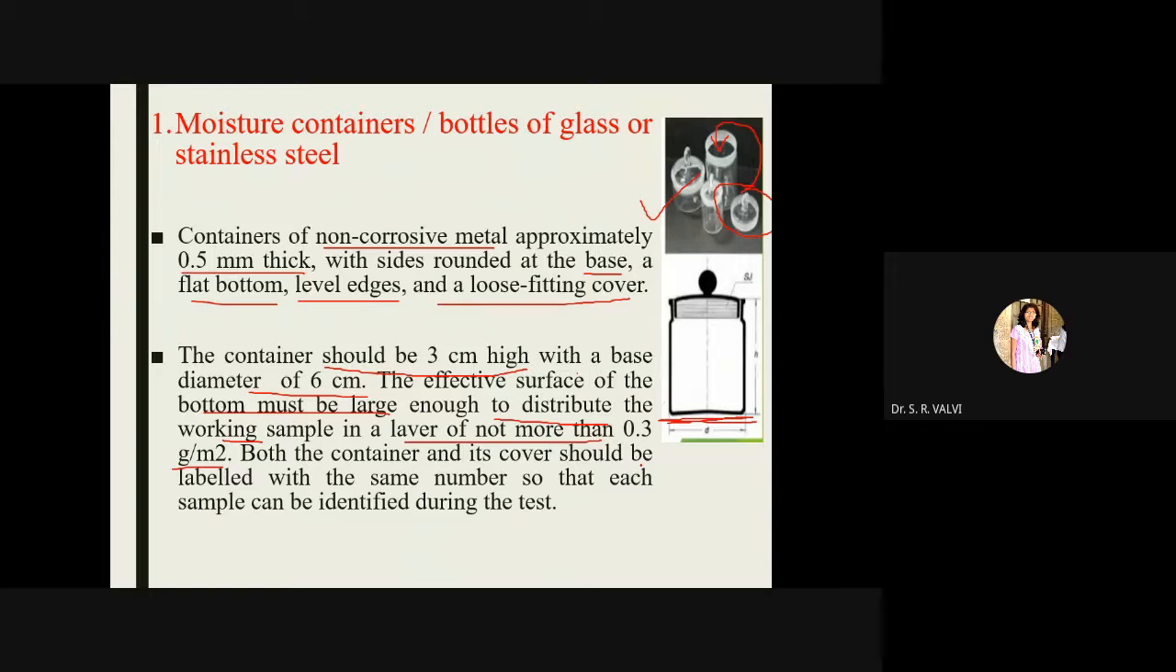So both the container and its cover should be labeled with the same number so that each sample can be identified during the test. So this is the container and this is the small cover, right? So that should be labeled with the same number of the seeds so that we can get that yes, this particular seed is present in this particular bottle.